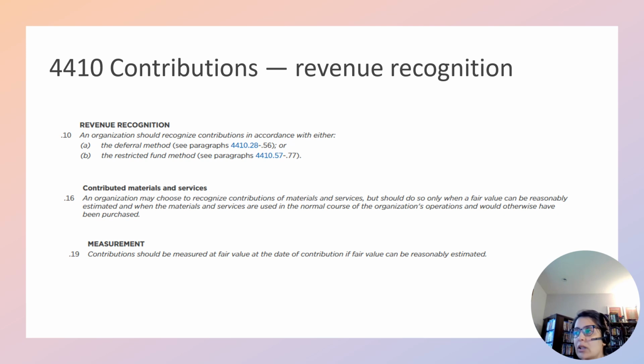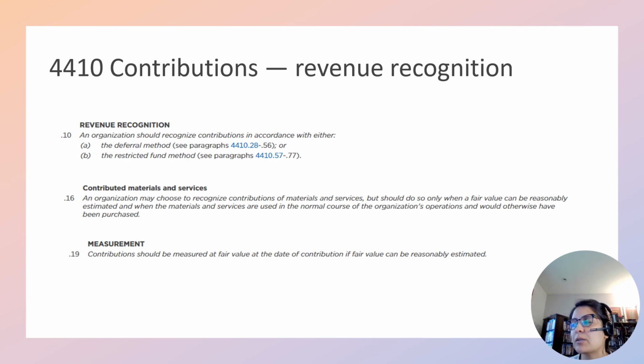So if they want to recognize materials and services that they have received as contribution, they should do so only when a fair value can be reasonably estimated. This is number one. Number two, when the materials and services are used in the normal course of the organization's operations. And number three, would otherwise have been purchased. What does it mean? Let's briefly explain this part.